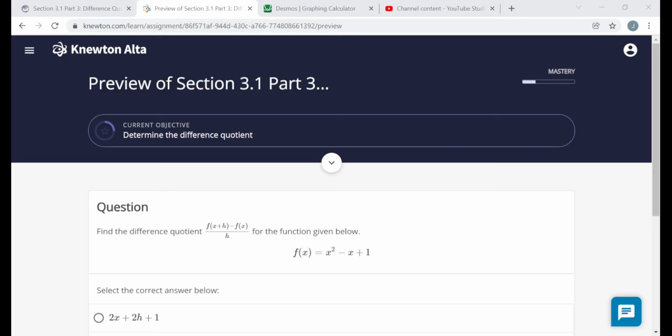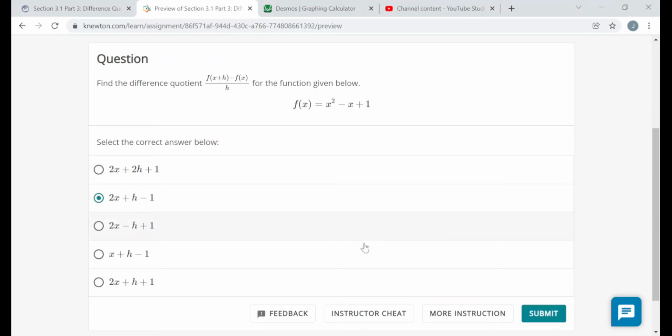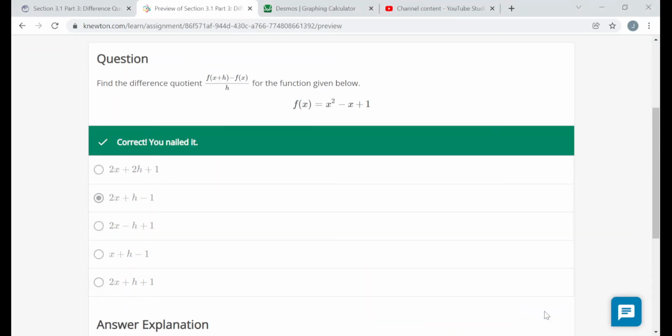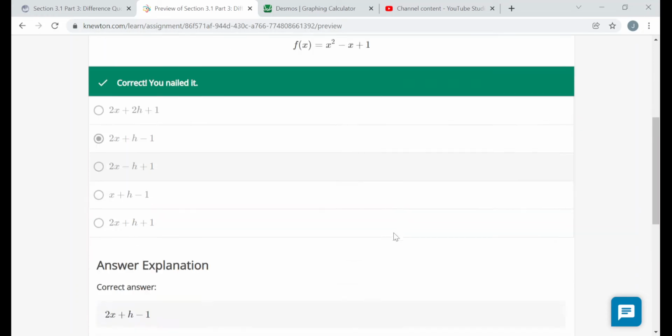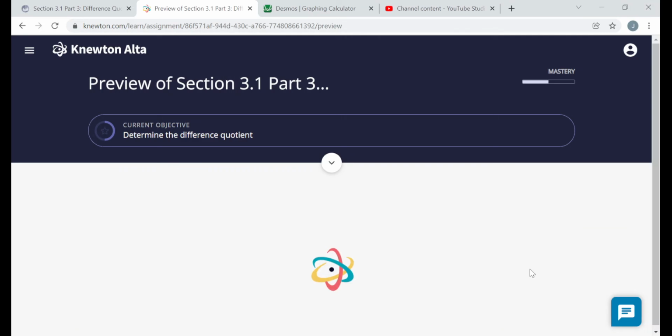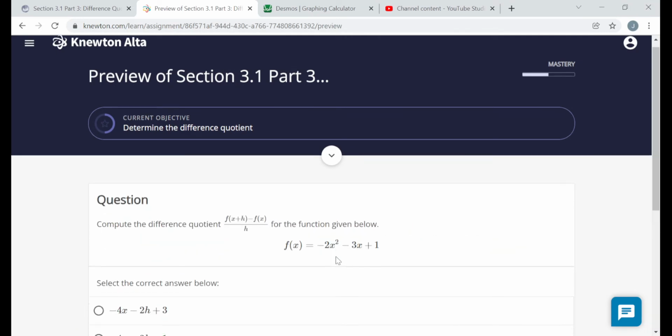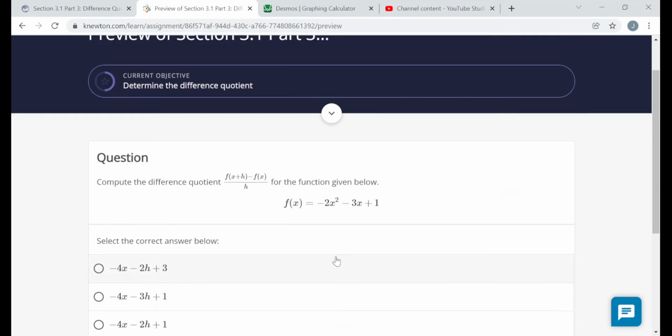Okay. 2x plus h minus 1, that's the second option here. Hooray. Okay, moving on. And another quadratic. So let's do it again.